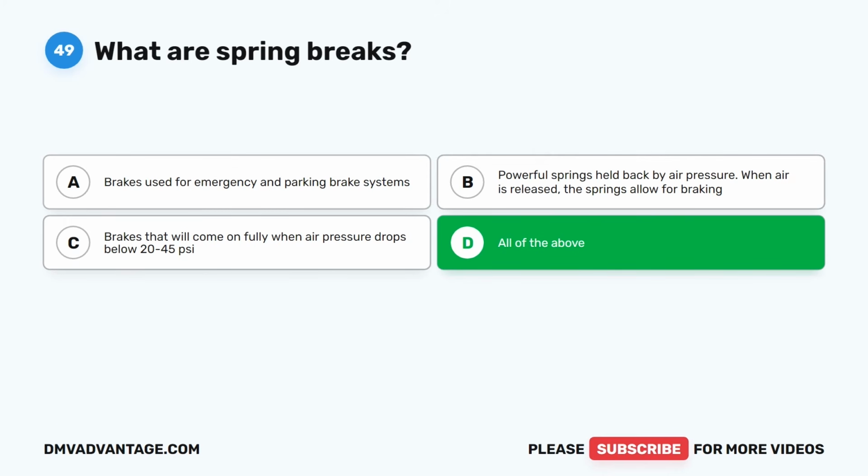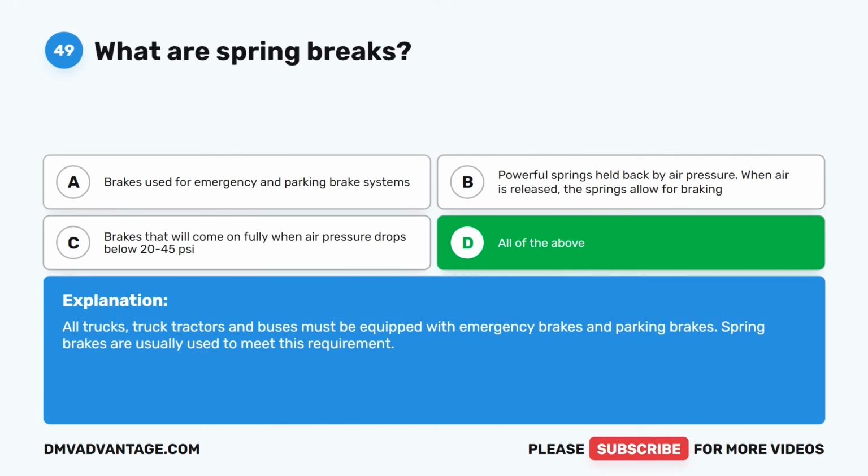All of the above. All trucks, truck tractors, and buses must be equipped with emergency brakes and parking brakes. Spring brakes are usually used to meet this requirement.